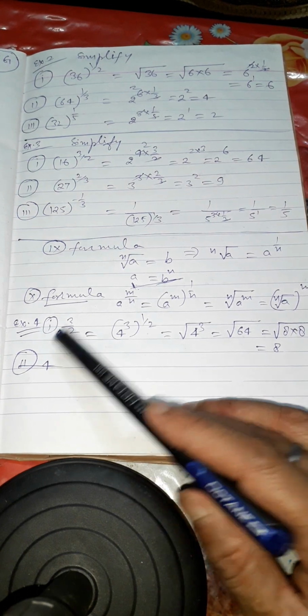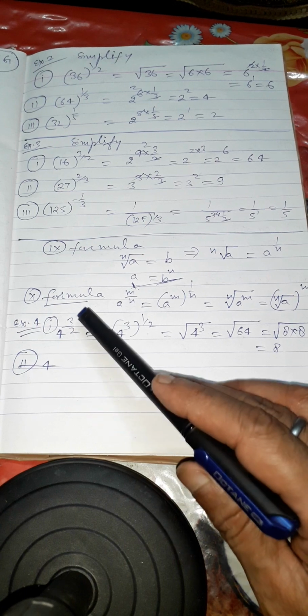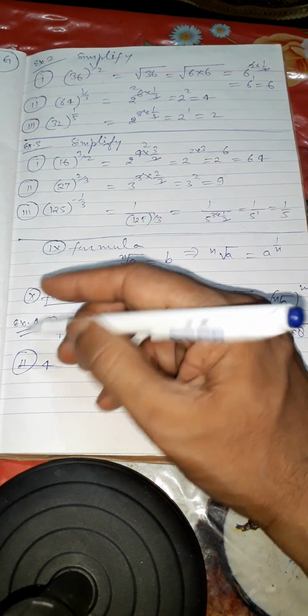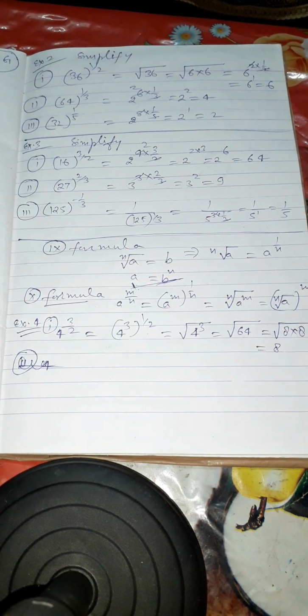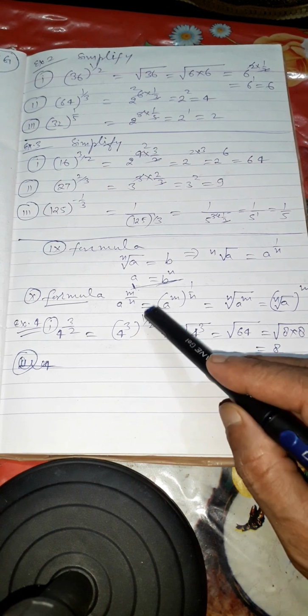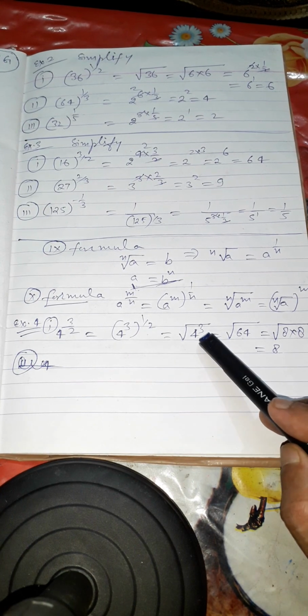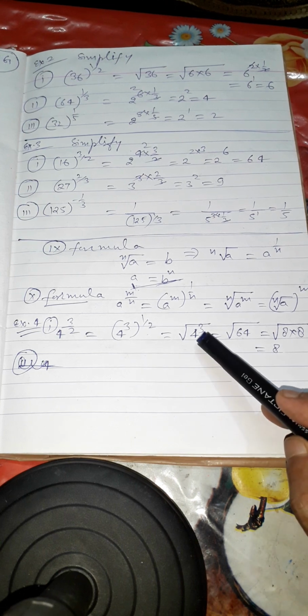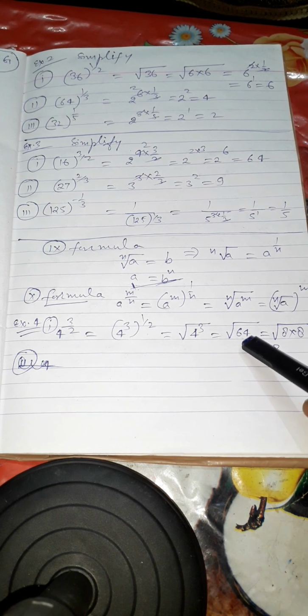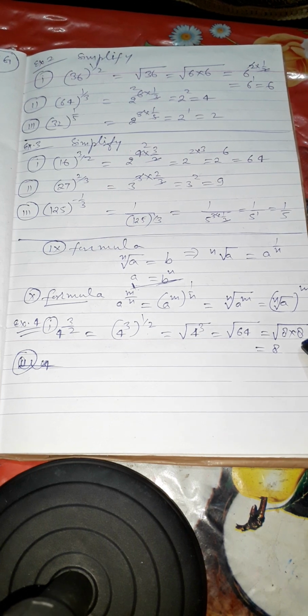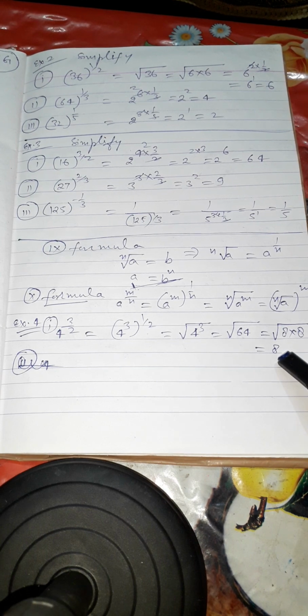Now we do the examples. 4 to the power 3 by 2 means 4 to the power 3 whole to the power 1 by 2. 1 by 2 means square root of 4 to the power 3. 4 to the power 3 expanded, we get 64. 64 means root of 8 into 8. Root of 8 into 8 means 8.